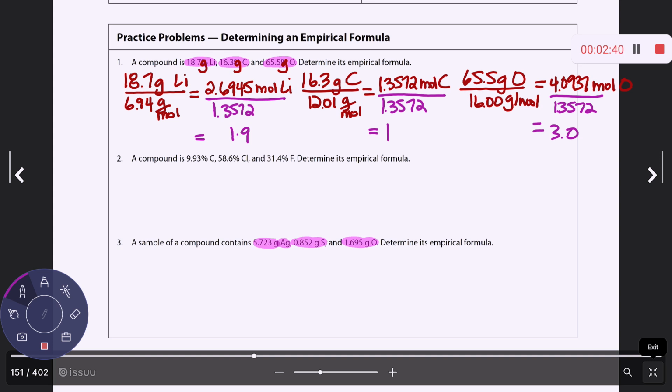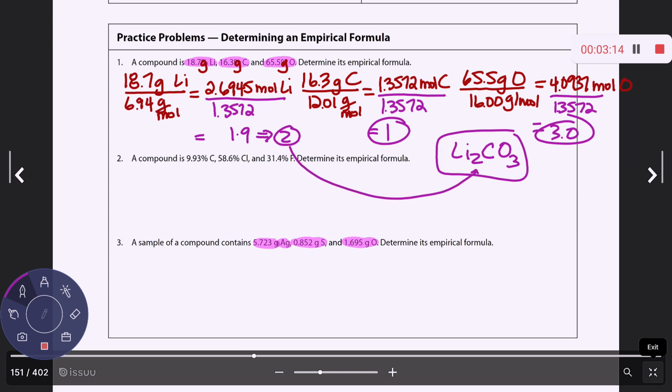Okay, at this point, if you're within 0.1 of a whole number, you can round to that whole number, and these are the subscripts in the empirical formula. 1.9 is 0.1 away from 2, so therefore you may round this to 2. If it was 1.8, you couldn't. If it was 2.1, you could round it to 2. This is 1, so it stays. 3.0, it's fine. So we have Li2C1O3. So these are the numbers of each different type of atom in my empirical formula.